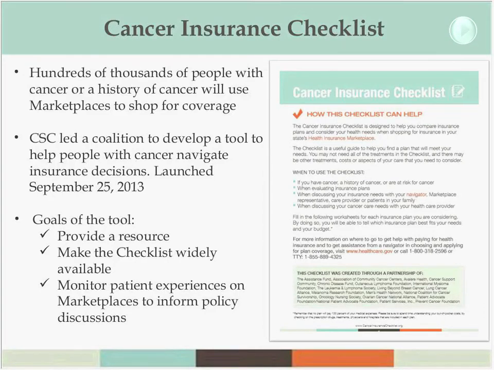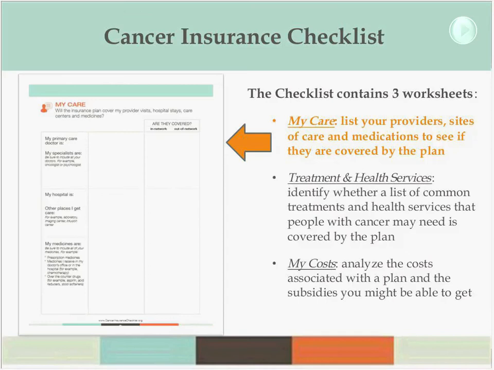So let me tell you what the Cancer Insurance Checklist is. It is a tool to help you document your current situation and what your future needs might be, and it allows you to compare those two scenarios so that you can make the best decision for you as you're shopping the marketplaces. So what does it look like? I'm going to show you. The Cancer Insurance Checklist essentially has 3 worksheets. The first worksheet is called My Care, and it allows you to put all of your information in one place.